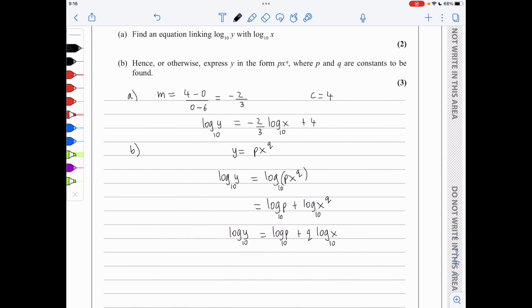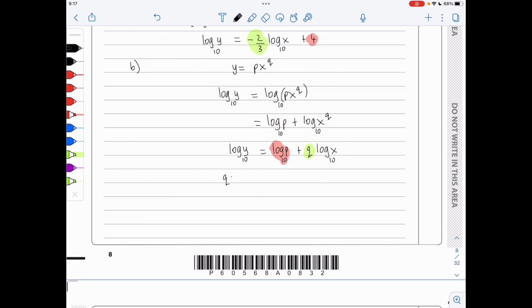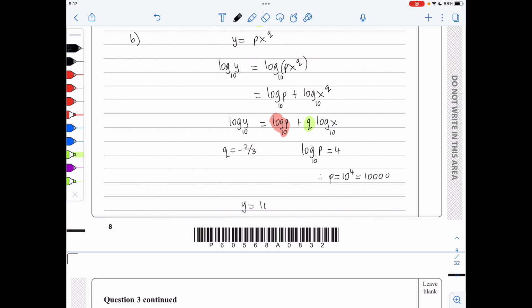So I can now compare what I have with what I obtained in part A. So we can see that the minus 2 over 3 is the q, and then the 4 is the log of p base 10. So I can simply state that q is minus 2 over 3, log of p base 10 is 4, and therefore p is 10 to the 4, which is 10,000. So the only thing missing is for me to write the full expression. We've got y is 10,000 x to the minus 2 over 3.